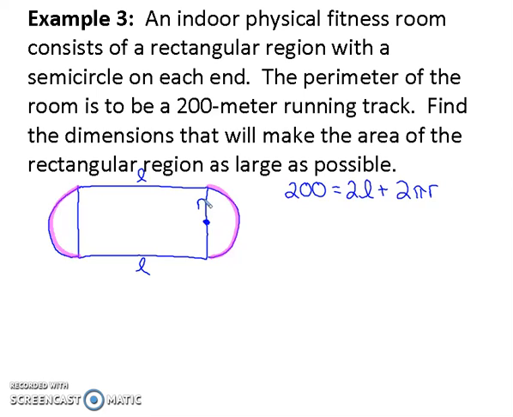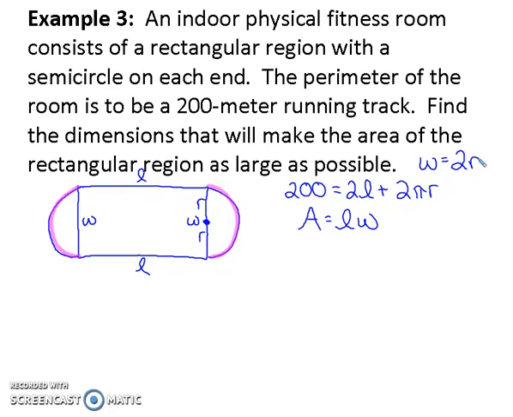The third sentence says to find the dimensions that will make the area of just the rectangular region as large as possible. So area of a rectangle is length times width. I've got L's, r's, and W's going on here. So where is this W? Well, W is inside of here, and it's also over here. So if you think about it, W is actually 2 radii.